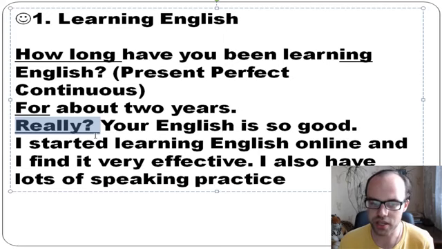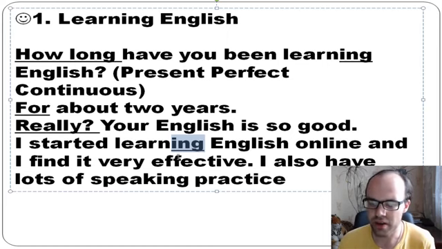Then have a look at the next phrase. I started learning English online, and I find it very effective. Okay, please look at this phrase. Started learning. So we normally say start doing. Okay, so I started learning English online, or I can say that I started teaching English when I was 17, so about 13 years ago. We say start doing something.